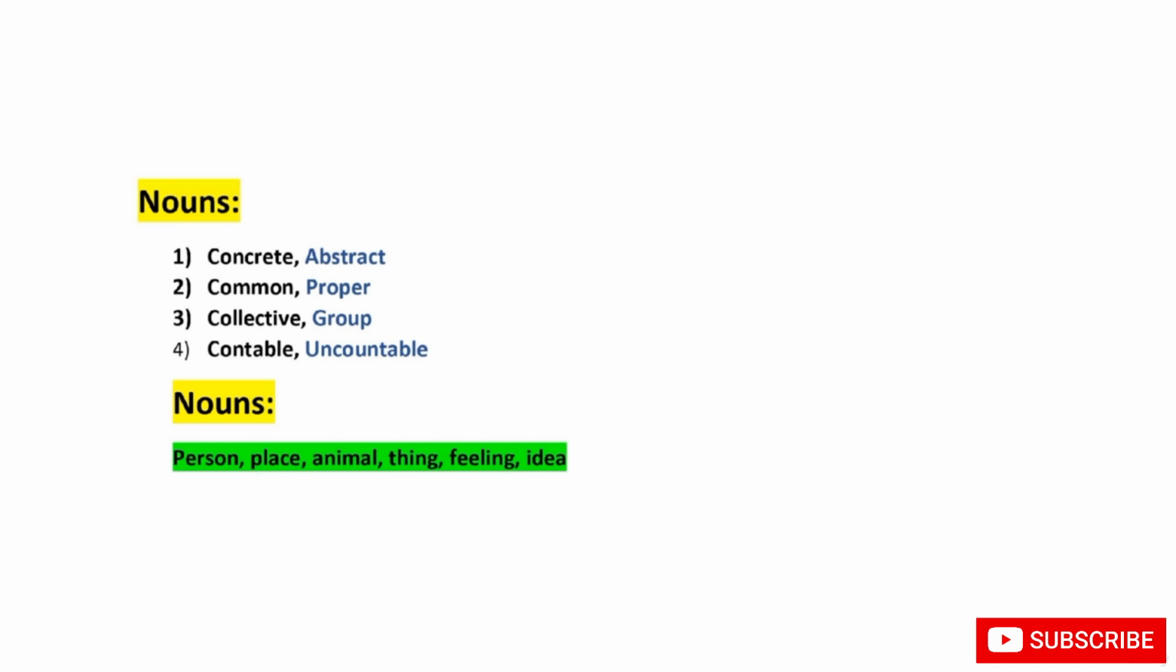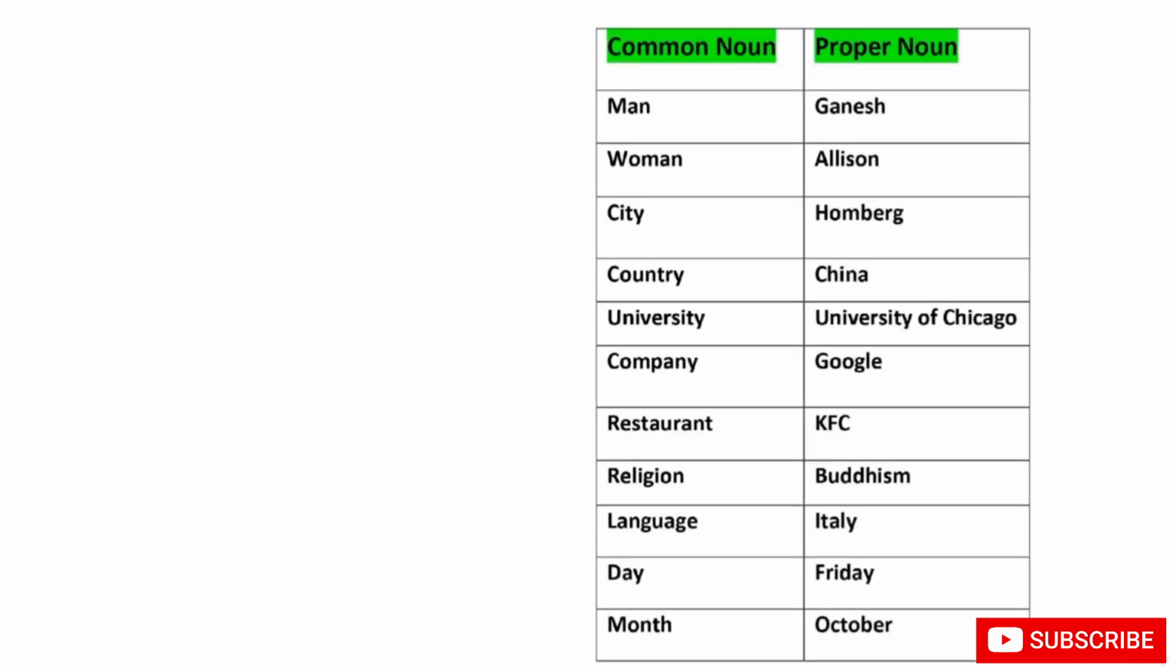Okay, let's now talk about common and proper nouns. Do you know what common and proper nouns are? A common noun is a general noun, and a proper noun is the name given to a specific individual. For example, in this chart, all the nouns on the left are common nouns, and all the nouns on the right are proper nouns. For example, man is a common noun because it can mean any man. But Ganesh is the name of one man, one individual, which in this case is me, of course. So Ganesh is a proper noun.